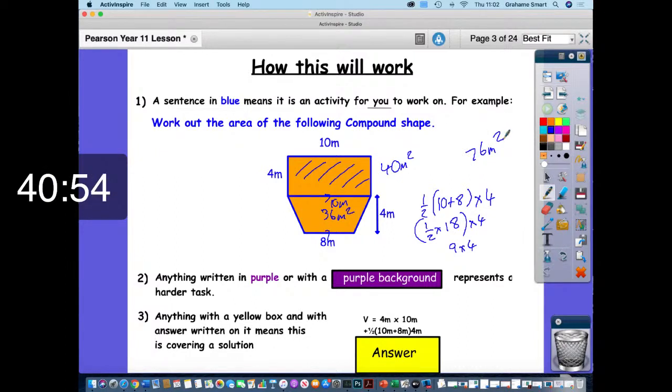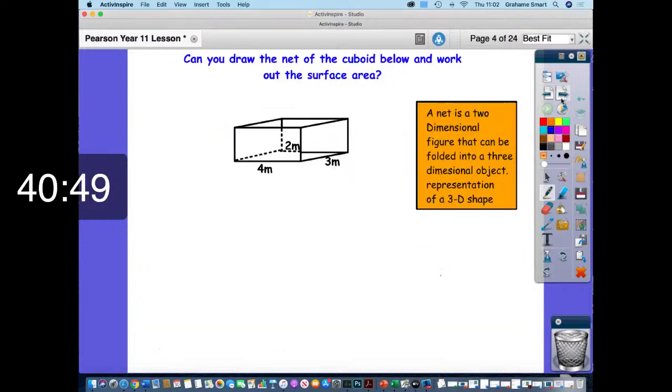Okay, so that's how it works. Now we're going to move through, and I'm going to ask you to have a look at this one yourself. Just to remind you of what a net is, I've put a reminder in this box, so that if you need to refer back to it, you can.